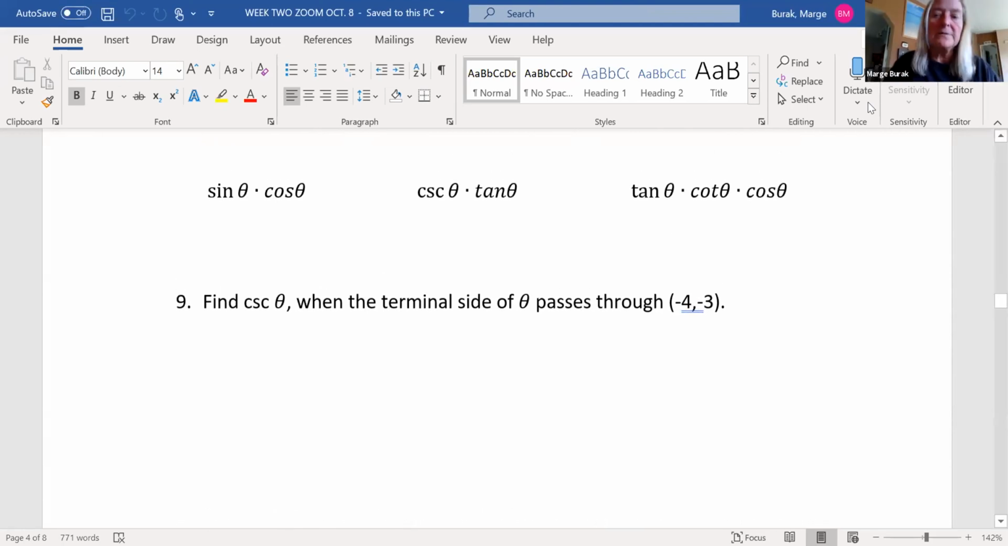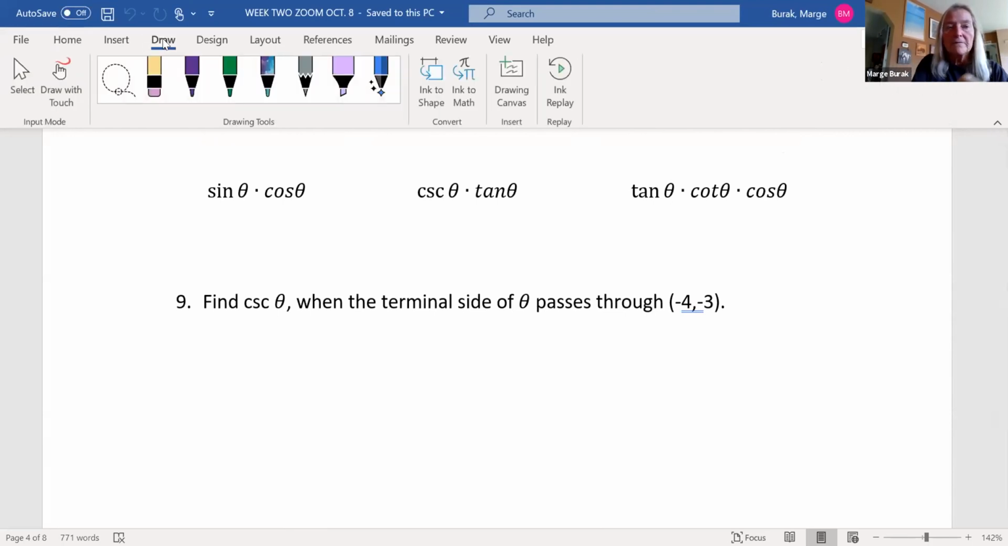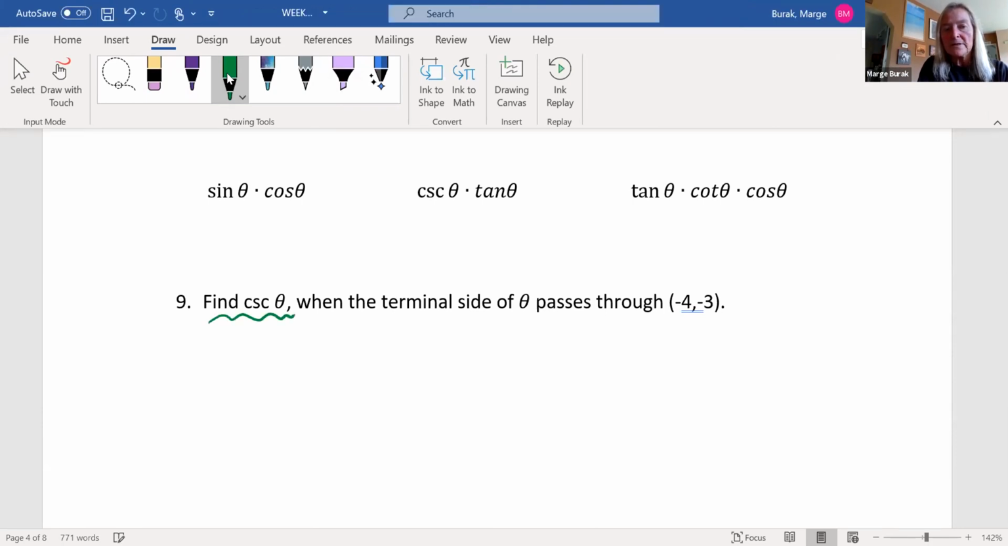Okay, I'm going to start doing this problem. First thing I need to find is the cosecant. I just say, oh, that's 1 over the sine. Sine is y over r, so cosecant is r over y, if you want to think of it that way.